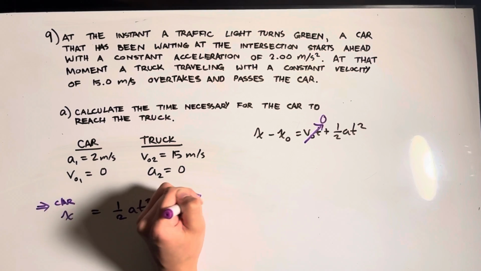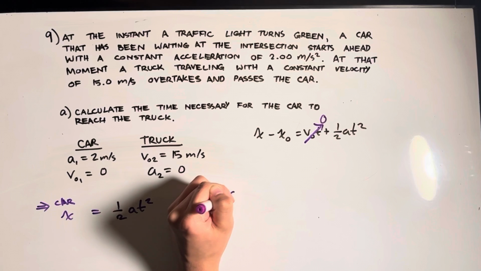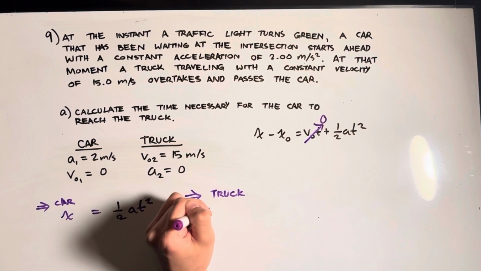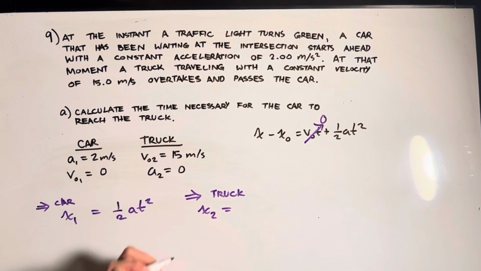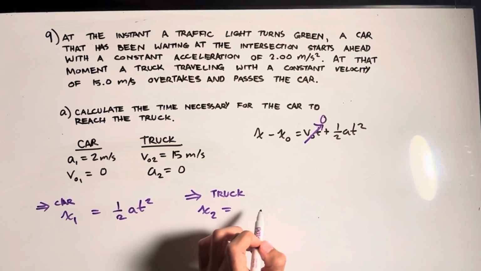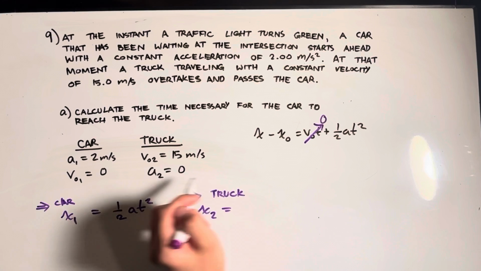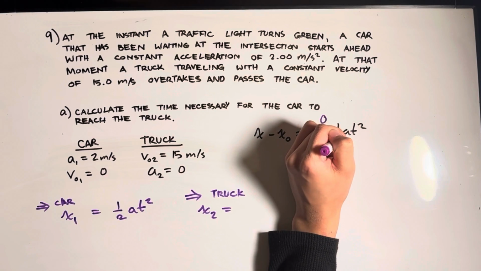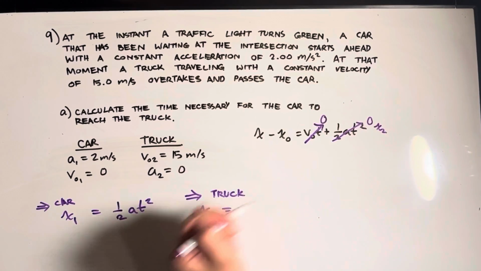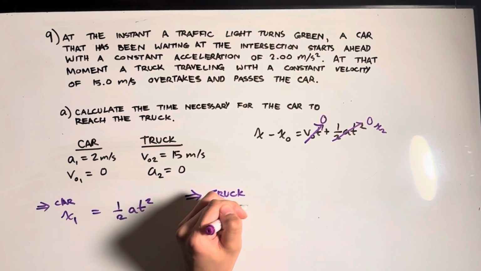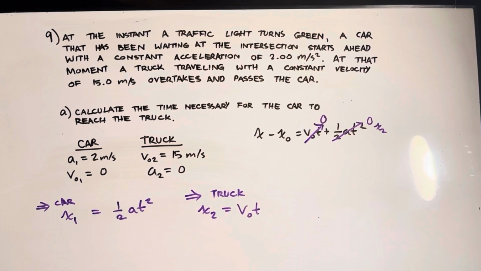Now for our truck, we would do the same thing, saying x is equal to, or let's say x1 and x2. X sub 2 would be equal to, our acceleration here would actually be 0, meaning this entire thing would be 0 for x sub 2. So we would be left with velocity times time.